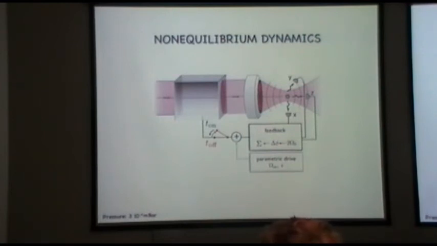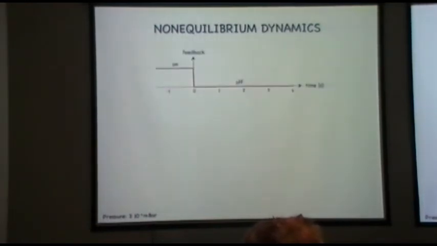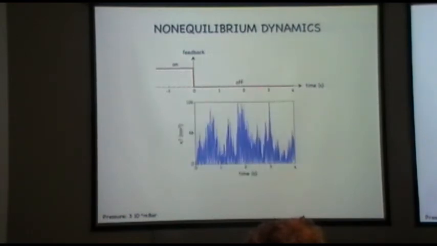At a later stage, we also add a signal during this relaxation process in order to deterministically control or manipulate the particle. But let's forget this. Just at a certain time, we open the feedback and let the particle reheat. So this is how we start out. This is the feedback. At time zero, we switch it off. And then, as we monitor the particle, this is the mean square amplitude, this is what happens. This is over a period of 4 seconds.